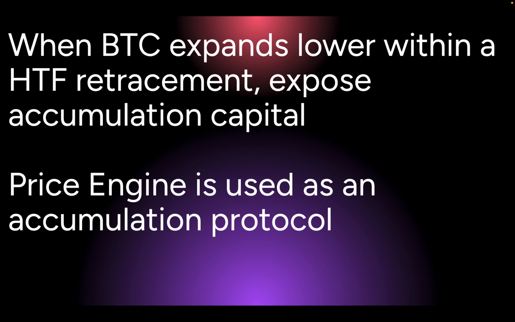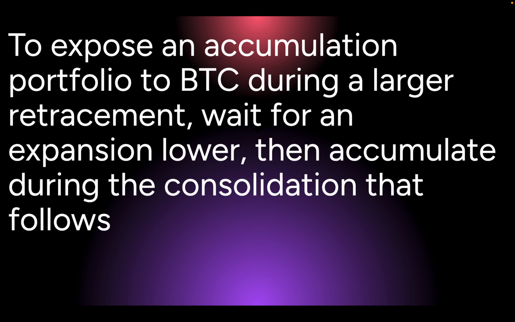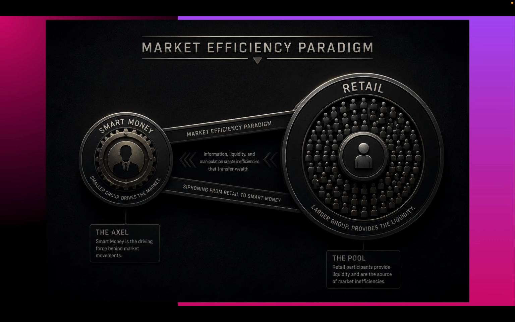When Bitcoin expands lower within a higher time frame retracement, simply expose accumulation capital. The price engine is used as an accumulation protocol here. So to expose an accumulation portfolio to Bitcoin during a larger retracement, wait for an expansion lower, then accumulate during the consolidation that follows. That is the basic idea here.